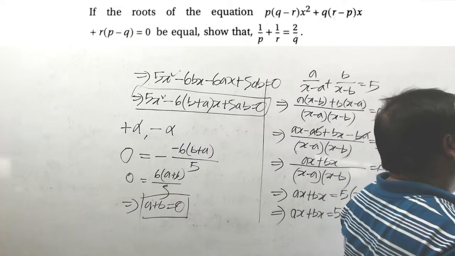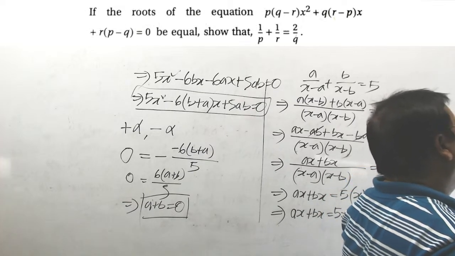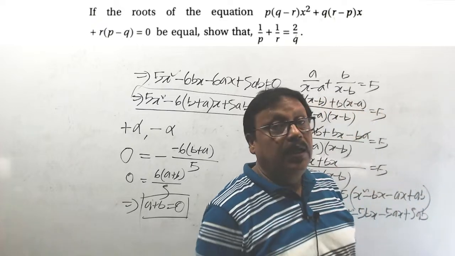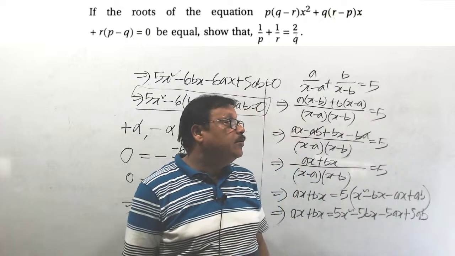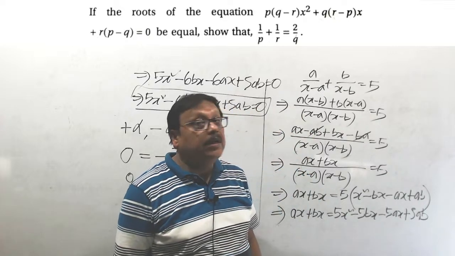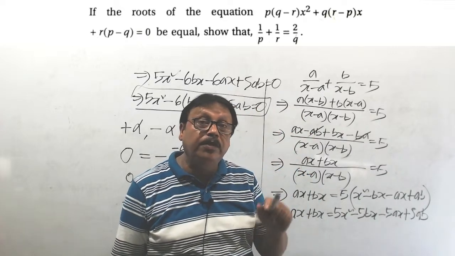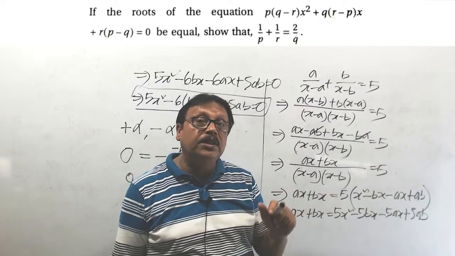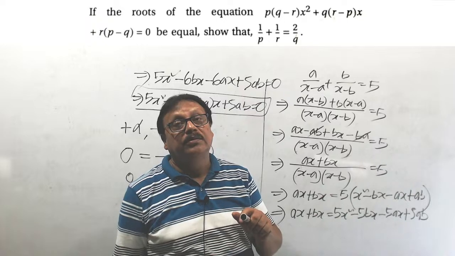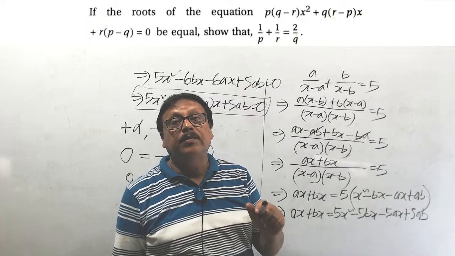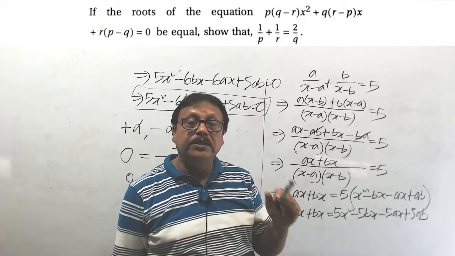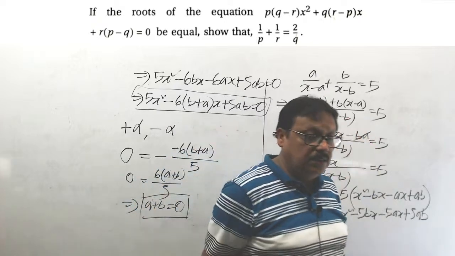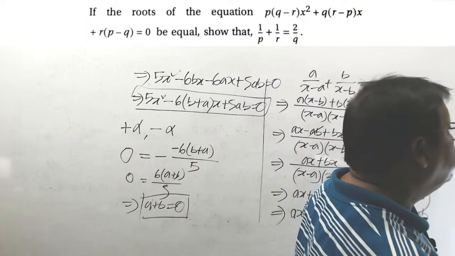Next equation. If the roots of this equation be equal, then show that this one. You will do this one. That is, roots of this equation be equal. What is the condition? Discriminant will be equal to 0. If the roots are equal, then b square minus 4ac equals to 0. By taking discriminant d, b square minus 4ac equals to 0, and simplifying, you will get the answer. Otherwise, I will do.